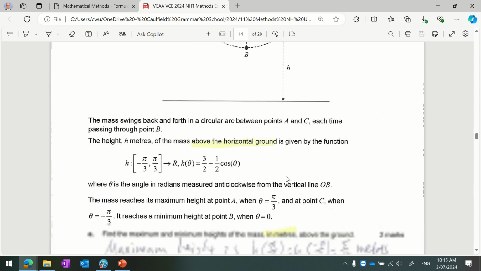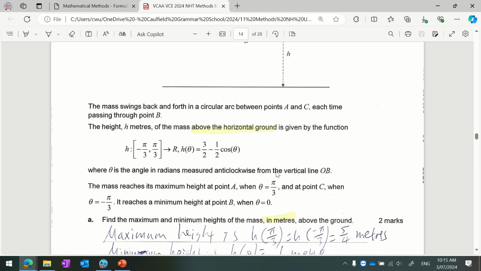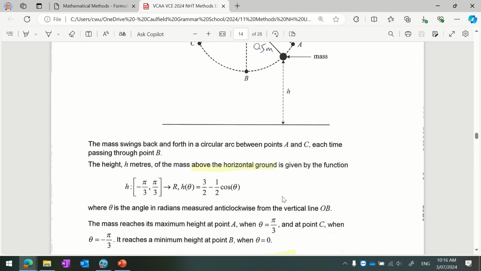So that's all set up nicely. The mass is at maximum height at A when theta is pi over 3, and at point C when theta is negative pi over 3. So that's all explained very well. And then when theta is 0, it's at point B.